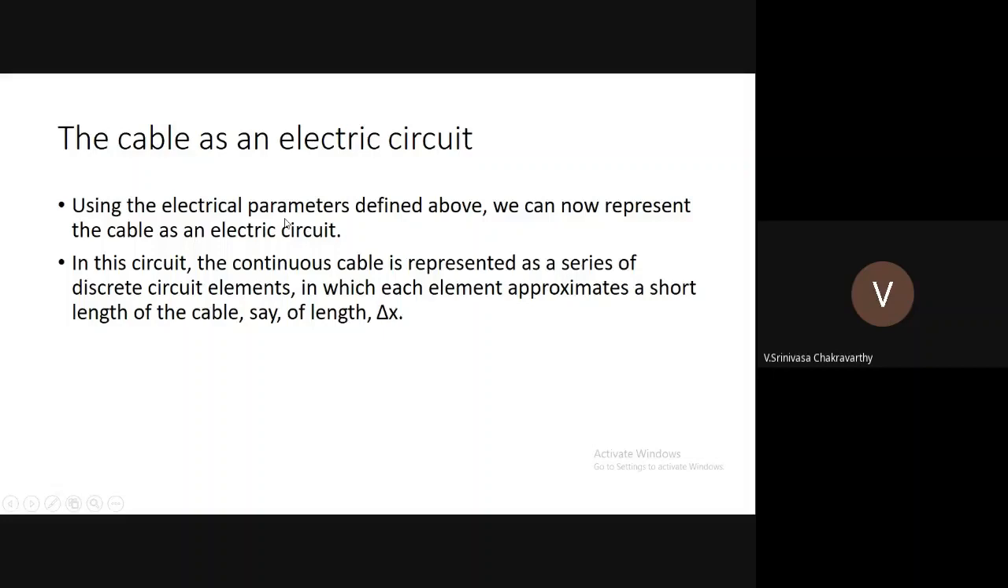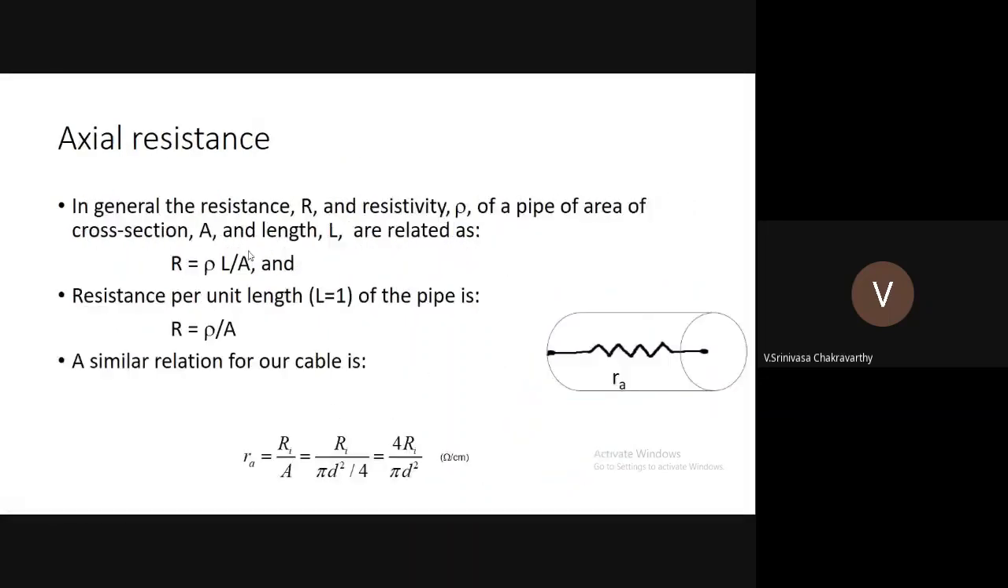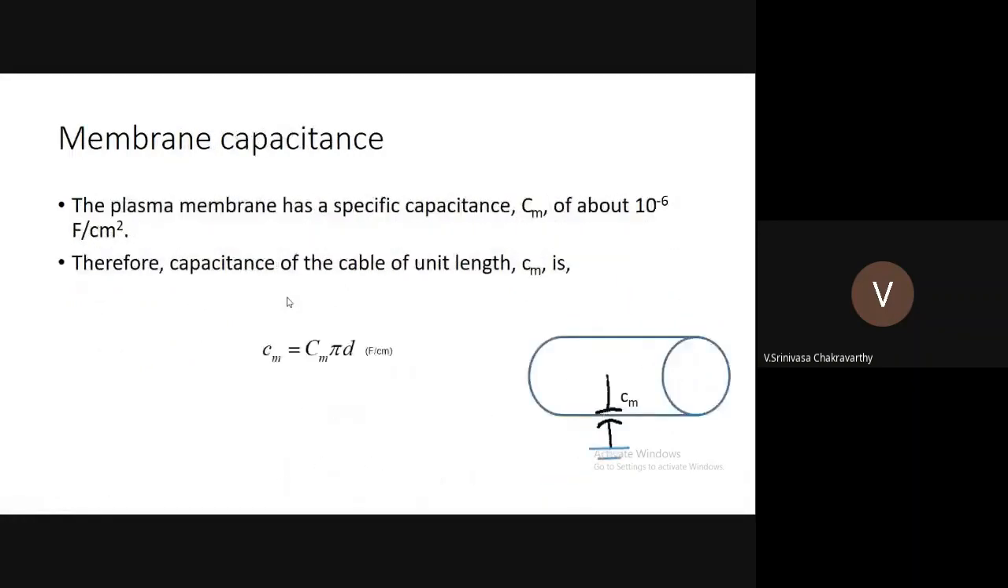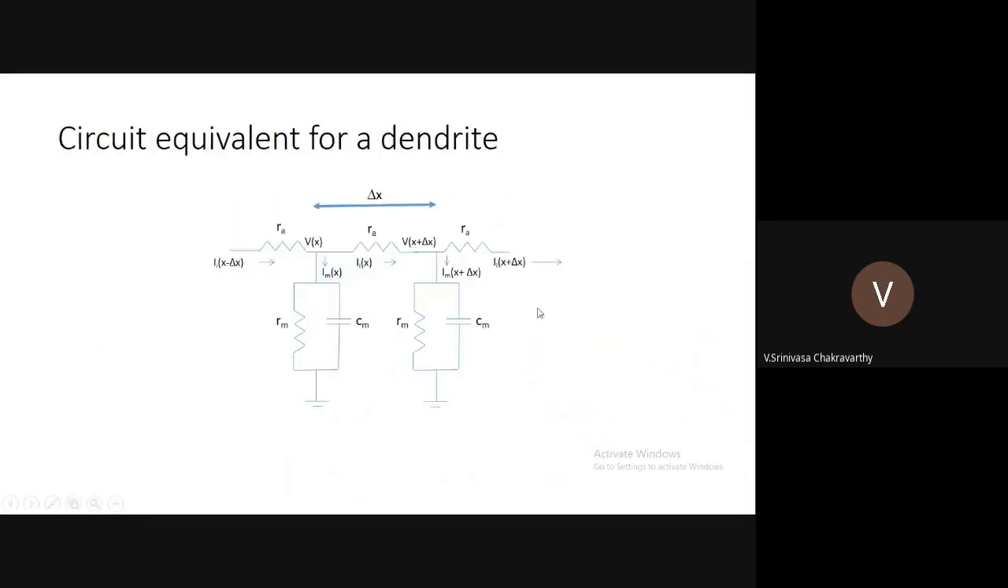So now with all these basics, you can represent a cable, which is a passive cable, typically like a dendrite, as an electrical circuit. We can put all these previous elements, that is a small Ra, small Rm, and small Cm, in a circuit model which looks like this. This is similar to the circuit we just defined a few slides ago.